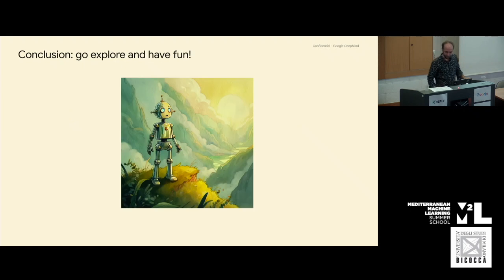I'll finish by saying that the space of reasoning and planning, whether with LLMs or without, still has a lot of unexplored ideas. There's still a lot of low-hanging fruit. I think it's an exciting space to work in. So you should definitely feel empowered to go explore, have fun, and play with lots of ideas.